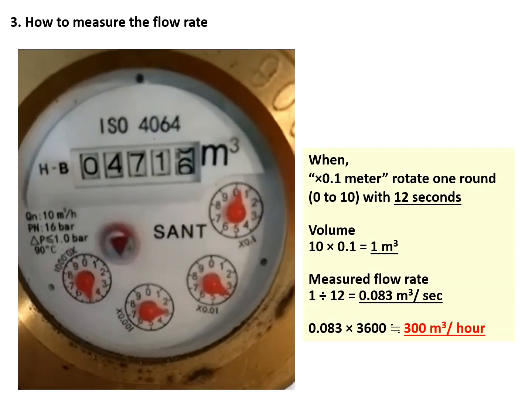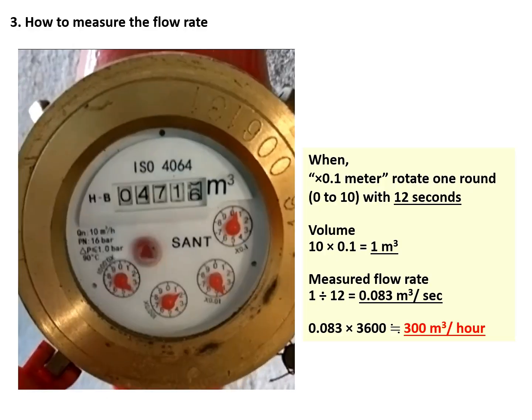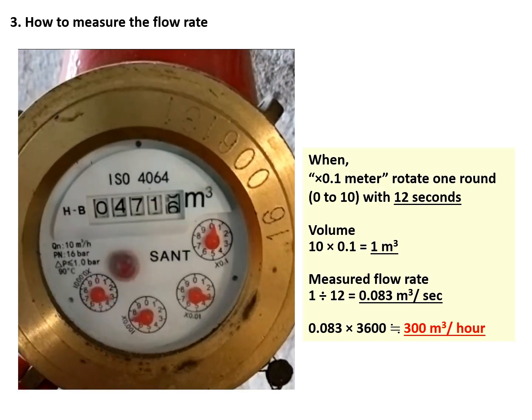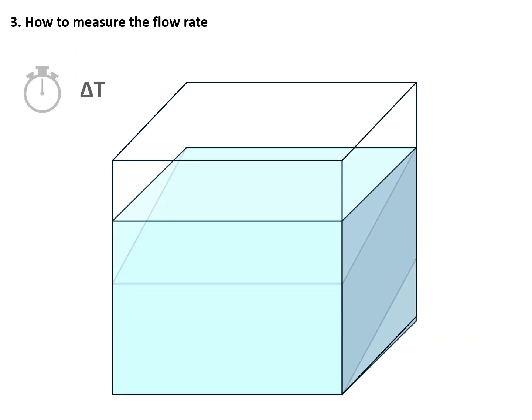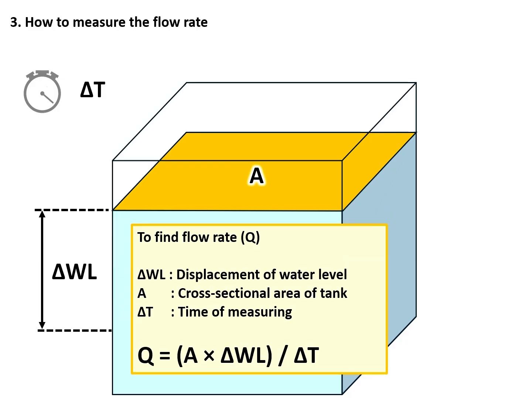For example, when it takes 12 seconds to measure 0 to 10 at times 0.1 measures, that means 3,600 over 12 equals 300 cubic meter per hour. As an alternative methodology, pump flow rate can be measured by letting water flow into a tank or reservoir and observing the change in water level together with the cross-sectional area of the water surface. However, since it is difficult to control the fluid precisely, this method is less accurate than using a flow meter and should be treated only as a reference value.